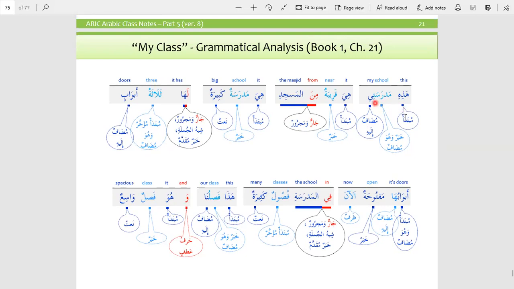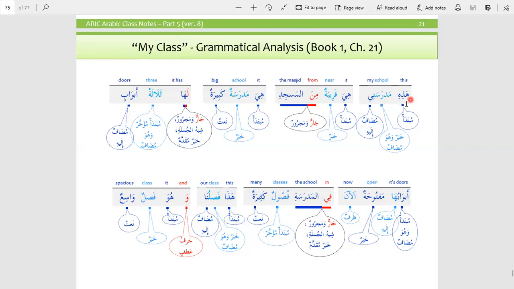Madrasati. So remember when you say hadihi madrasati. Why hadihi madrasati? Because madrasati is feminine, so we refer to it using ismu ishara li-qarib mu'annath. So hadihi madrasati: this is my school.